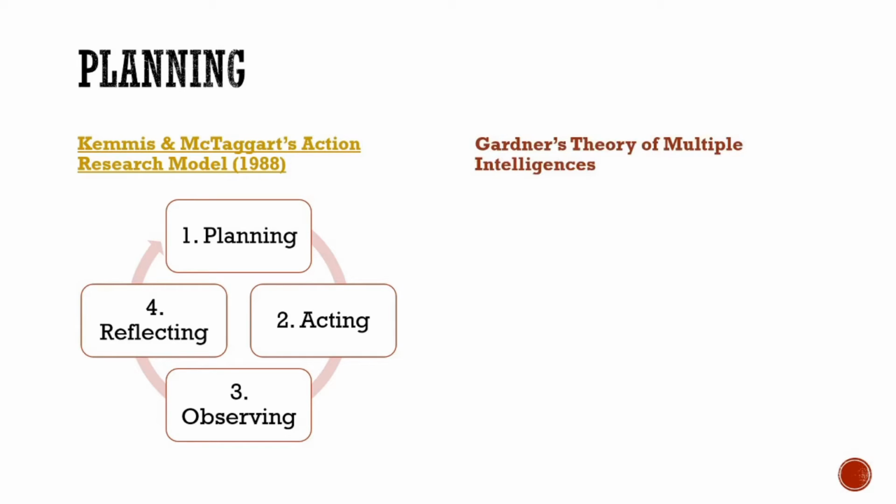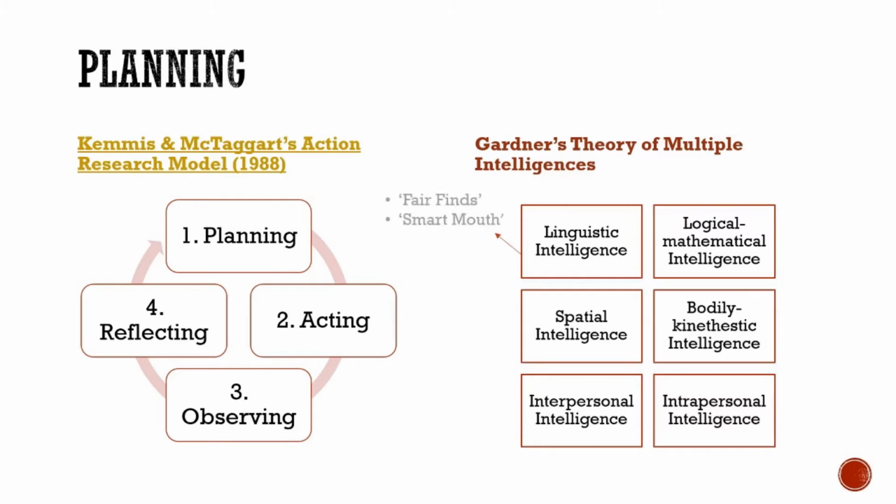Gardner's theory of multiple intelligences was also applied in the Magic Link game. For example, Fair Finds and Smart Mouth focus on linguistic intelligence. Bingo games focus on logical-mathematical intelligence and bodily-kinesthetic intelligence. And the last step in the Magic Link game is Flash Me, which focuses on spatial intelligence. So basically, the whole game focuses on interpersonal intelligence and intrapersonal intelligence.